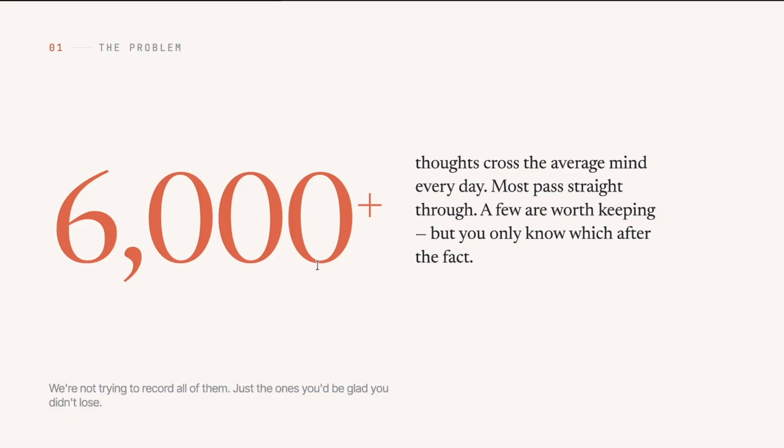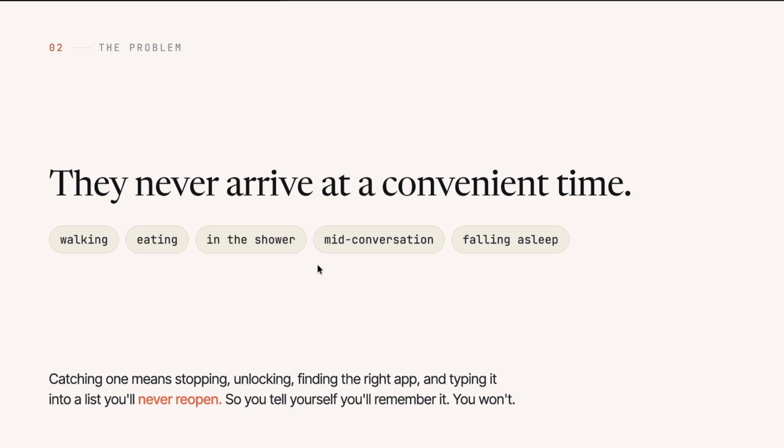First of all, a user on average gets around 6,000 plus thoughts in a day. A lot of them are useless, and some of them might be useful, but again, those come at very random times, like when you're walking, when you are in the shower, when you're mid conversation while talking to someone, and probably when you're falling asleep. It could be any weird time in a day when you might get these thoughts.